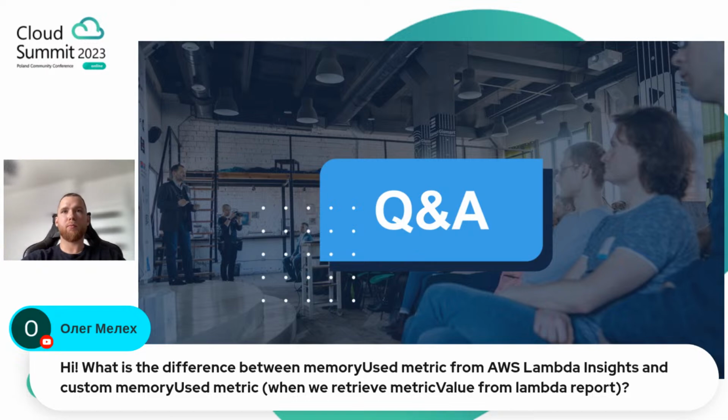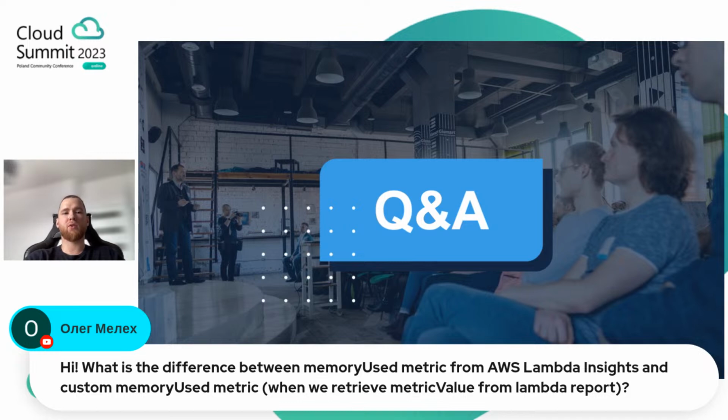What is the difference between the memory used metric from AWS Lambda Insights and a custom memory used metric when we retrieve the metric value from the Lambda report? As I told, Lambda Insights is a paid feature, first of all. You will pay based on the amount of log data received by your function. And in these logs, you will receive many different metrics. Probably you don't need all of them. But on the other side, with custom metrics, you can retrieve only the memory used metric. You can retrieve it from logs that already exist. And as a result, save some money.